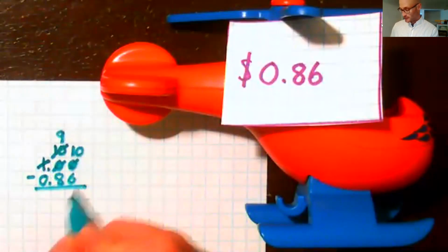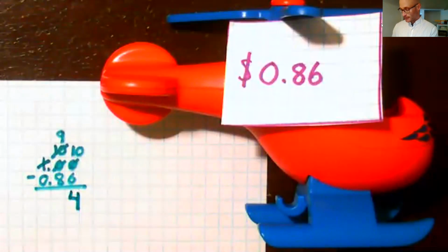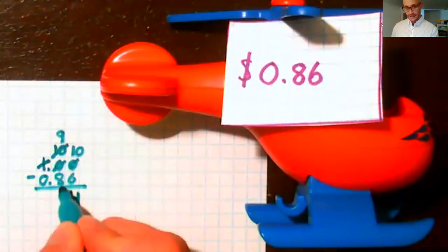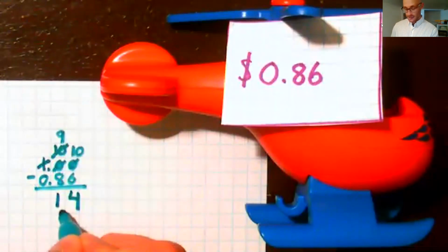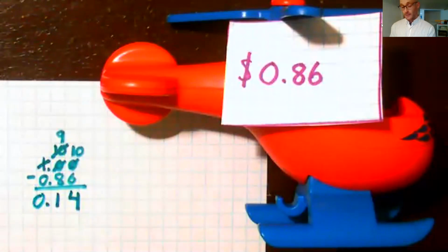10 cents minus 6 cents is 4 cents, and 9 dimes minus 8 dimes is 1 dime, or 90 cents minus 80 cents is 10 cents. That means I owe my person, whoever's buying my item, 14 cents back in change.